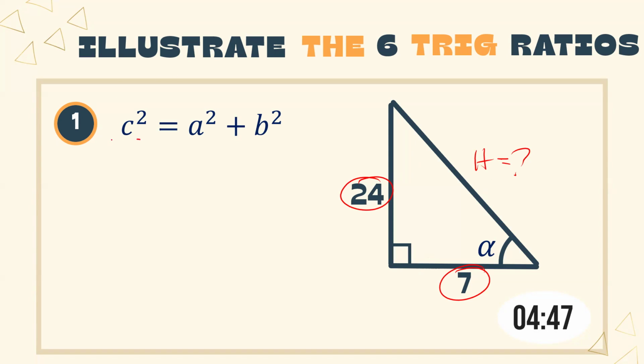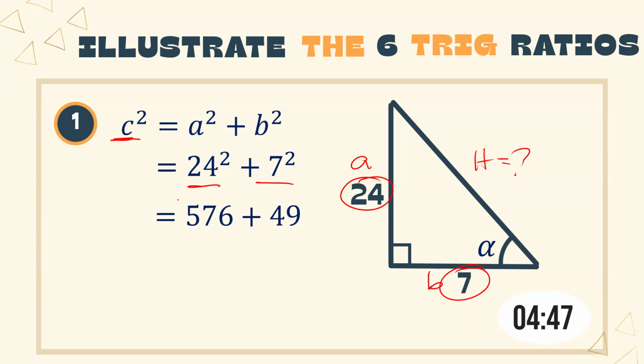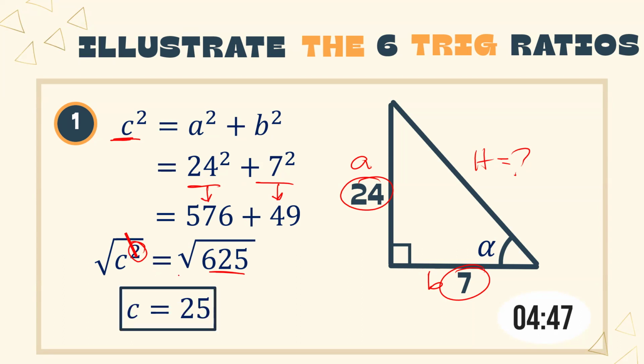So that would be c squared, and a would be 24, b would be 7. Solving that, using your calculators, 24 squared is 576, 7 squared is 49. Add that, 625. Get the square root because this is squared. So get the square root of both sides. C now becomes 25. So the length of the hypotenuse is actually 25.